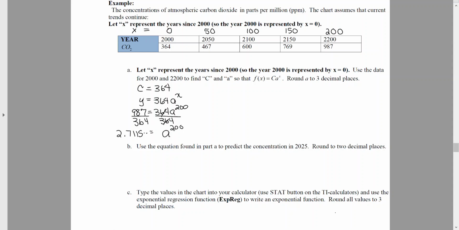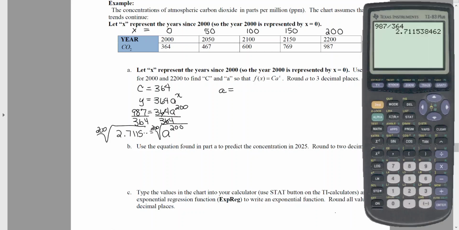My a value, though, is raised to the 200th power. To get rid of a power, I take a root. So I'm going to go to the 200th root. So that's going to give me my a value. All right, so again, I'm going to use the calculator here. And on my calculator, I have to type in the root first, then go into the math function, or math editor there, and then go down to number 5.